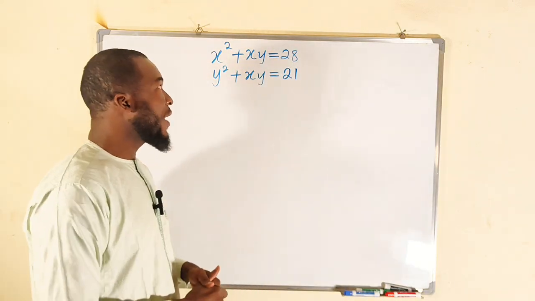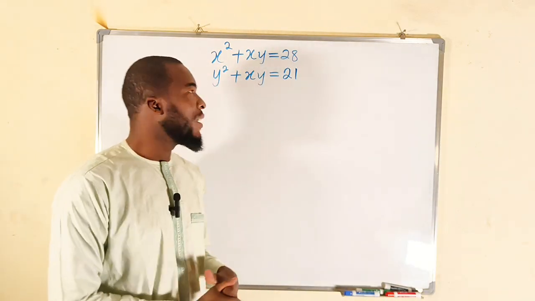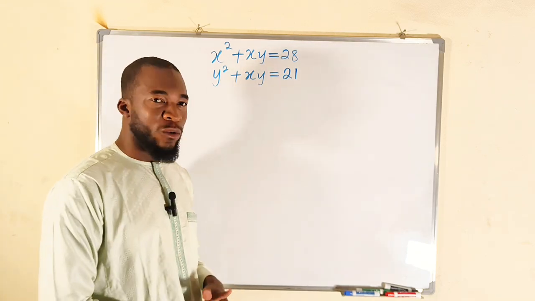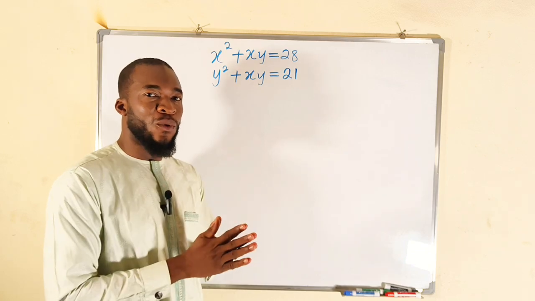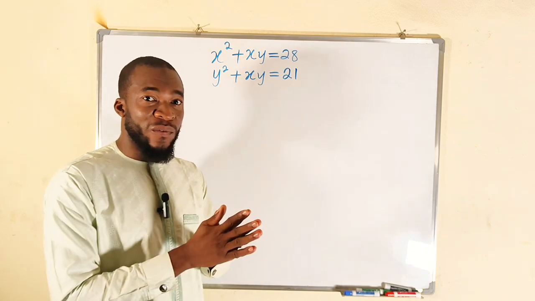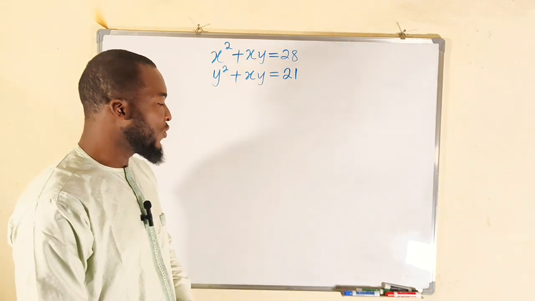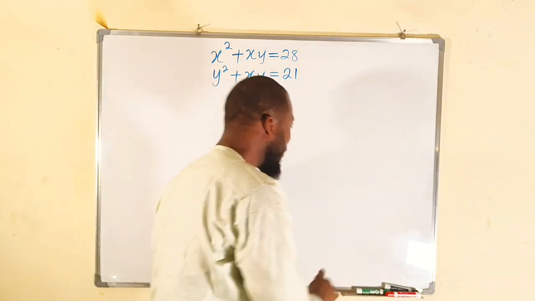We have x squared plus xy equal to 28, and also y squared plus xy equal to 21. And we are looking for the real value or values of x, the pairs of solutions that can satisfy the equations. All right, let's get started.